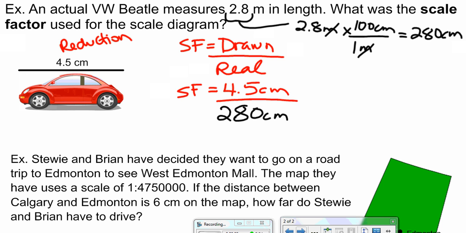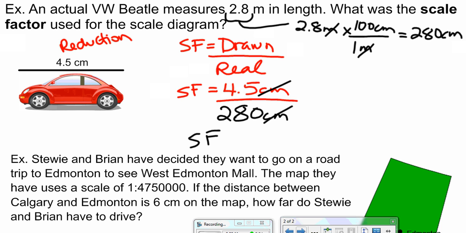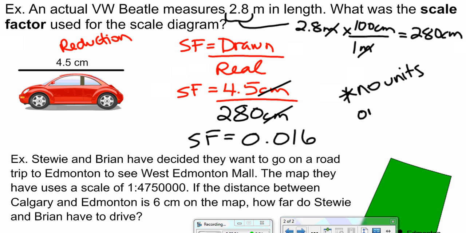And so then our scale factor, we can divide those. Hope you notice that the centimeters cancel out, so scale factor actually has no unit on it. We get 0.016. No units on a scale factor. Your unit should cancel out when you are looking for a scale factor. If they don't cancel out, you have done something wrong.